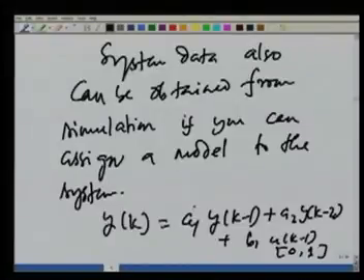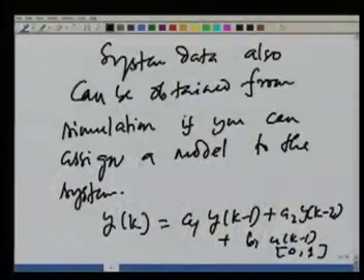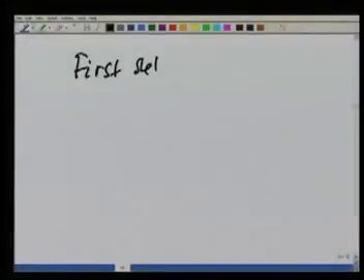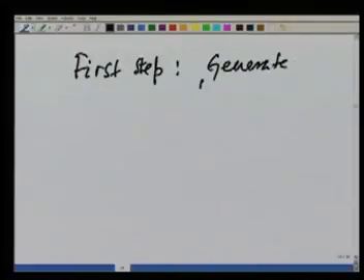I have some values a 1, a 2 and b 1, because I have some idea about the system. I know the system. So, a 1, a 2, b 1. So, I generate data by just simulating this system. I just put the value k equal to 2, 3, 4, 5 to n, and then compute what are y 2, y 3, y 4. So, this point is very clear to you, that first part is to generate training data.